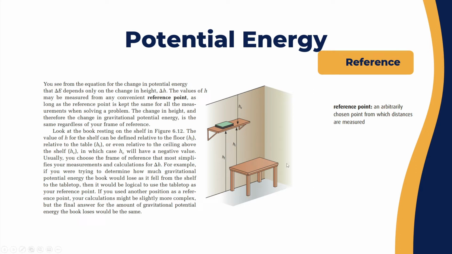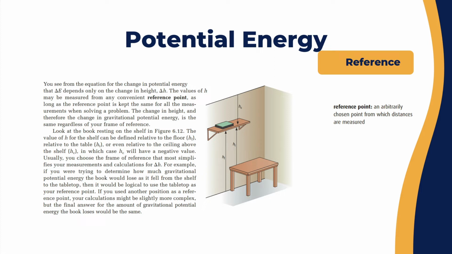So let's say here we have a table, we have a shelf, and we have the ceiling. C for the ceiling, T for the table, and F is denoted for the floor. Now, from the equation we talked about before, E, which is the potential energy, equals mgh for the gravitational force.